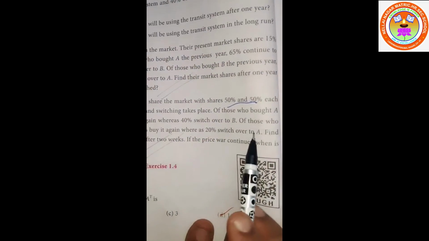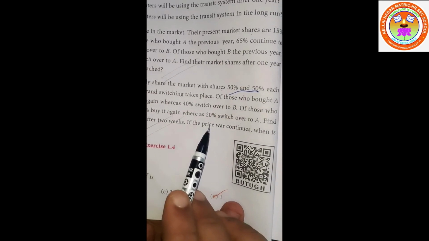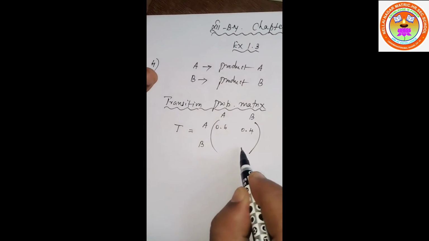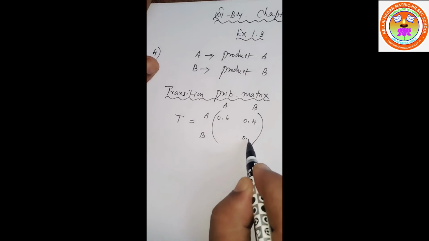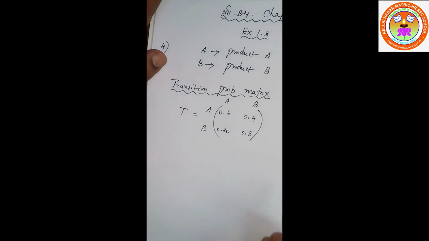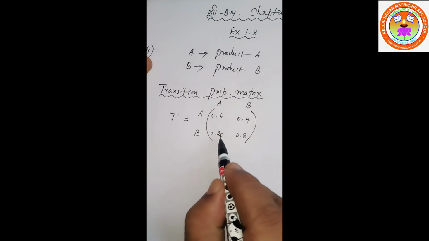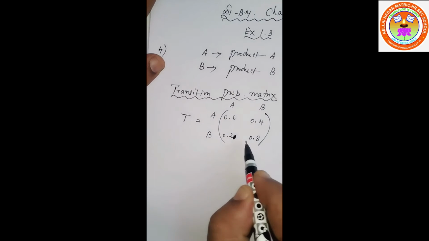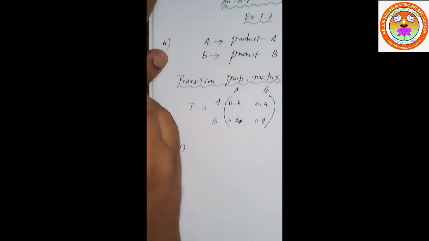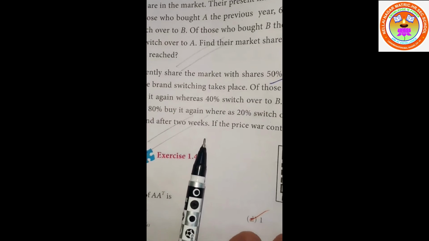Condition number 2. Of those who bought B the previous week, 80% buy it again, whereas 20% switch over to A. So those who have bought the product B, 80% buy it again and 20% switch over to A. So together 60% plus 40% is 100%. Even you can write 0.2; 0.2 and 0.20 are the same. So 20% plus 80% equals 100%. Subdivision number 1: find their shares after 1 week and after 2 weeks.